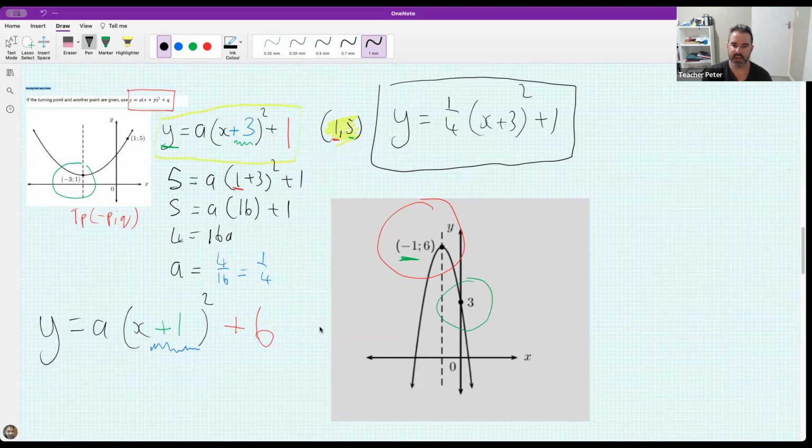The next thing I write down is the other point. Now, the other point is the y-intercept, so it is going to be the point (0, 3). And that point you're going to have to sub in. So I want you to work out the a value and then tell me what you get for your a value.